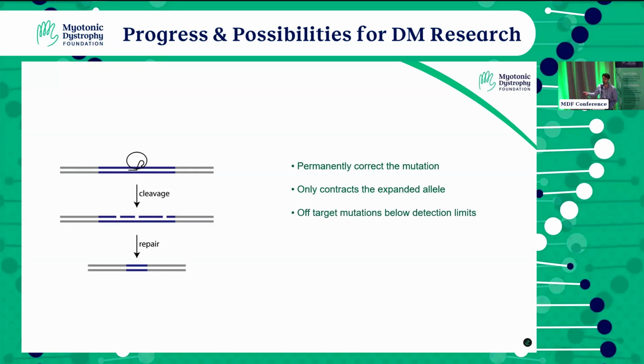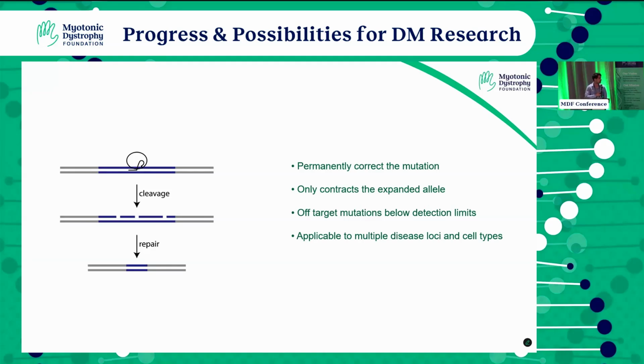We have an off-target mutation which is below the detection limit, and as we're not using a nuclease, it's less cytotoxic. And lastly, it's applicable to multiple disease loci because you're targeting the CAG repeat directly, so the repeat sequence is going to be the same between all of them. And so how did we manage to get to this conclusion?